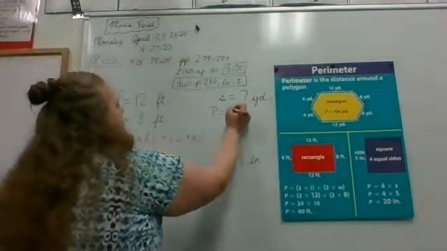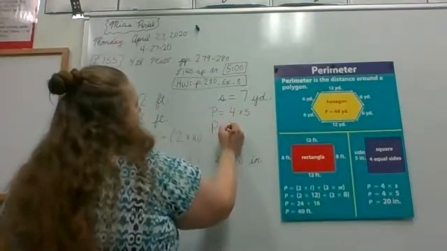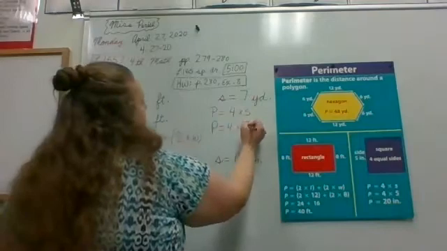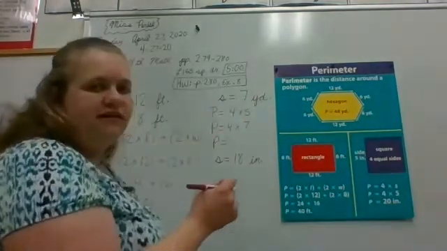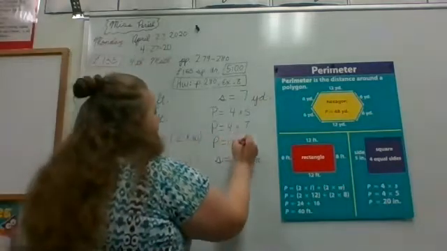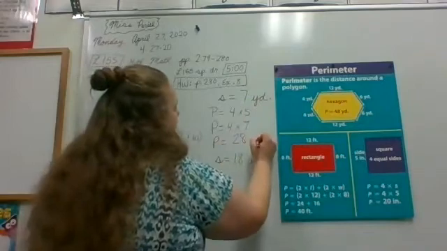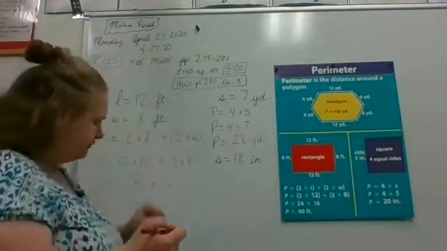So P equals 4 times side, okay? P equals 4 times 7, right? 4 times 7 is what? 28, very good. And we look up here and it's yards, so we have to put yards right there, okay?